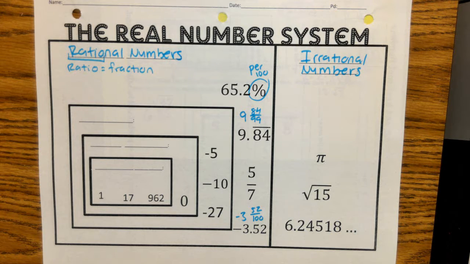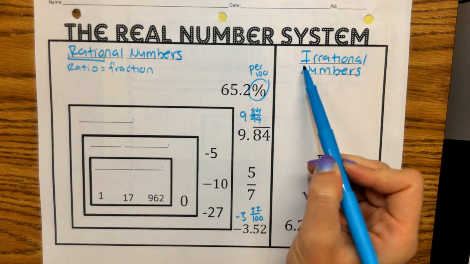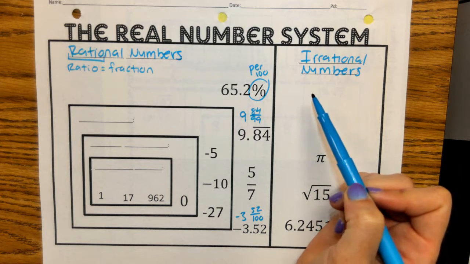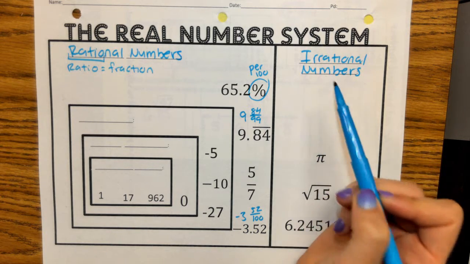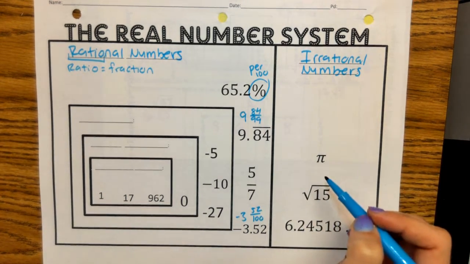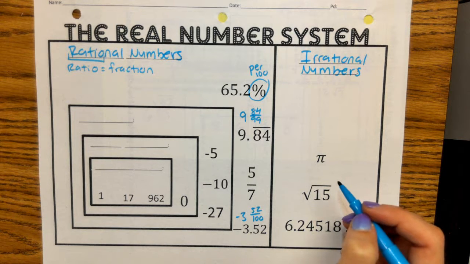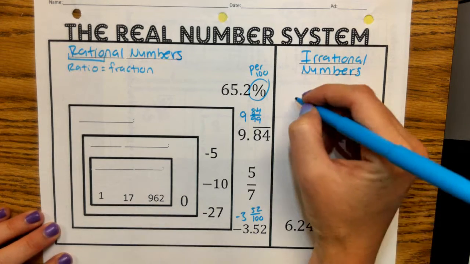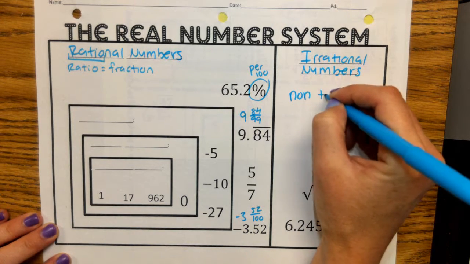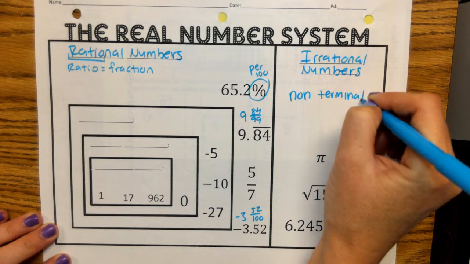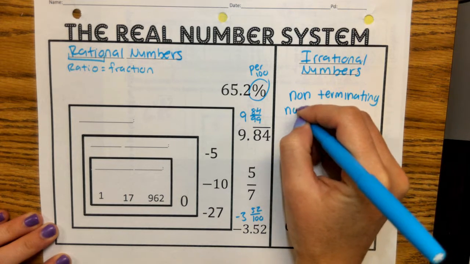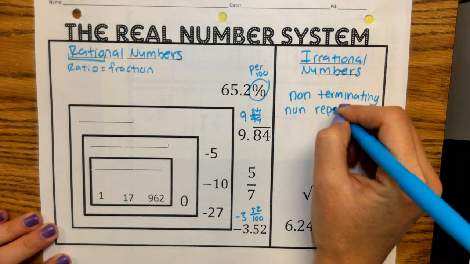Irrational numbers are the opposite. Ir means opposite. Rational is not a fraction. So opposite of fractions, not a fraction. Pi is an irrational number because it is a decimal that goes on and on forever. It does not terminate and it does not repeat. So these are all non-terminating and non-repeating decimals.